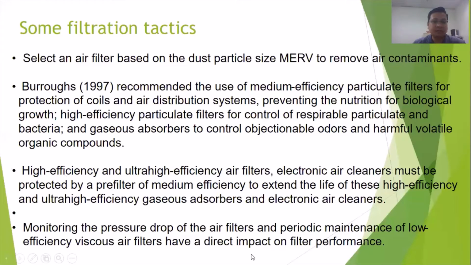Monitoring the pressure drop of the air filter and preventive maintenance of low efficiency viscous air filter have a direct impact on the filter performance. As we know, if the filter is already stuck, it will drop the pressure during the distribution of air into the room. So please do the maintenance periodically.